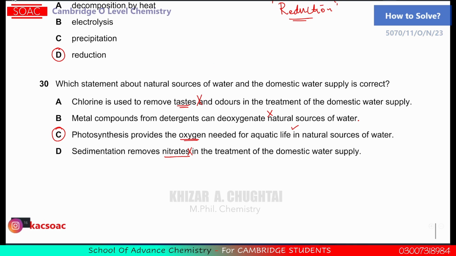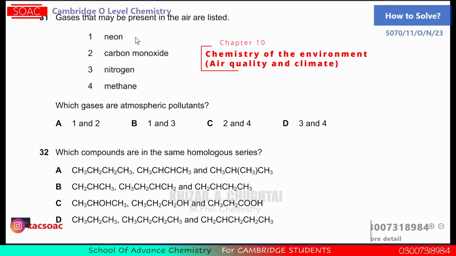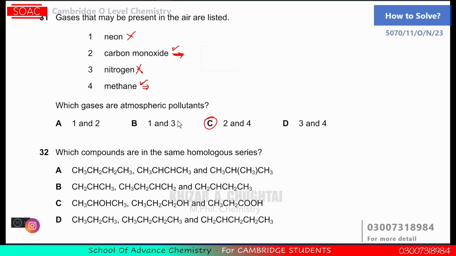Question number 31. Gases that may be present in the air are listed: neon, carbon monoxide, nitrogen, methane. Which gases are atmospheric pollutants? Carbon monoxide is a pollutant, nitrogen is not a pollutant, neon is not a pollutant, and yes, methane is a pollutant because it's a greenhouse gas. CO is a toxic gas, and methane is basically a greenhouse gas. So 2 and 4, C is the correct option.